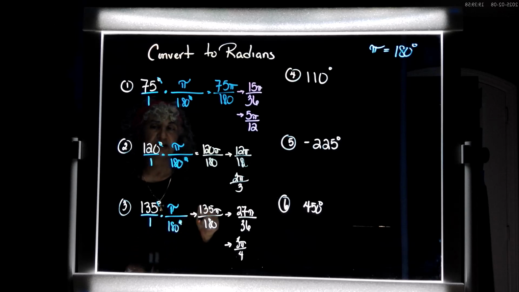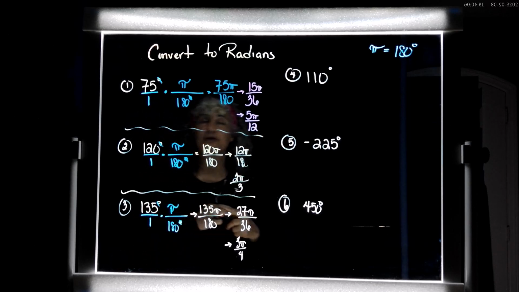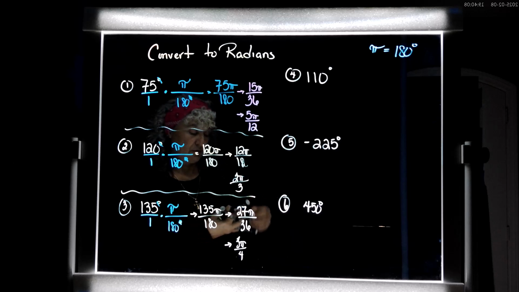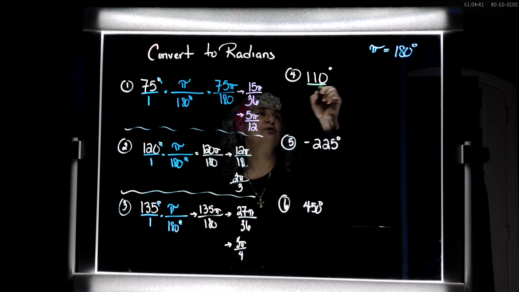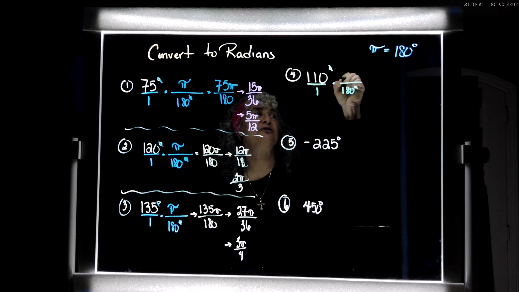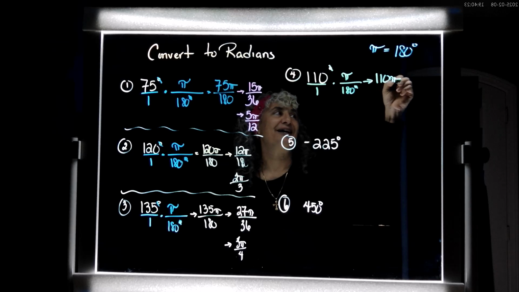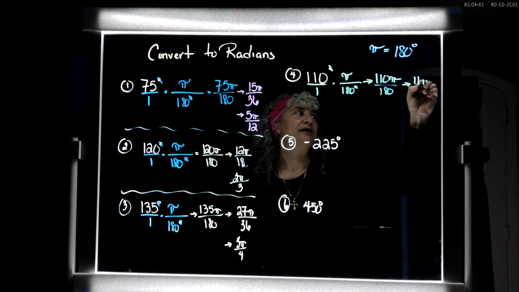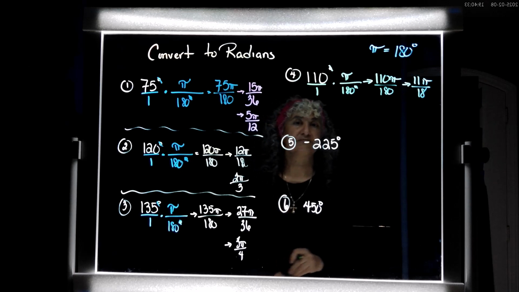Very cool. All right. How are we doing? Let me keep our work separate from each other. How are we doing? Okay. Let's see what you got on number 4. Yep, over 1. 180 degrees on the bottom, so you can cancel the degrees out. Pi on top. 110 pi over 180. Reduced by 10. 11 pi over 18. Not much more you can do with that. So be it.